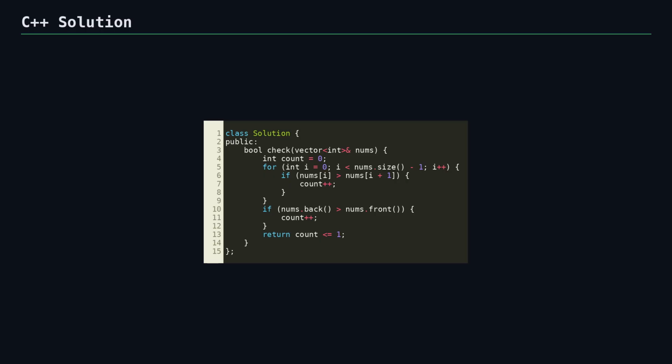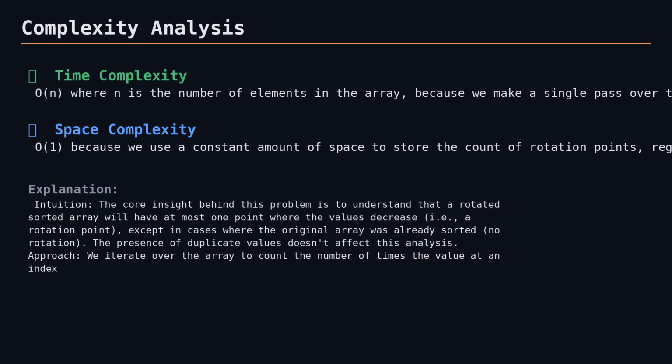We have int count equals 0, which initializes our counter. Then we have a for loop that iterates over the array. And inside the loop, we have an if statement that checks if the value at the current index is greater than the value at the next index. If it is, we increment the count. After the loop, we have another if statement that checks if the last value is greater than the first value. And if it is, we increment the count again. Finally, we have the return statement, which returns whether the count is less than or equal to 1.